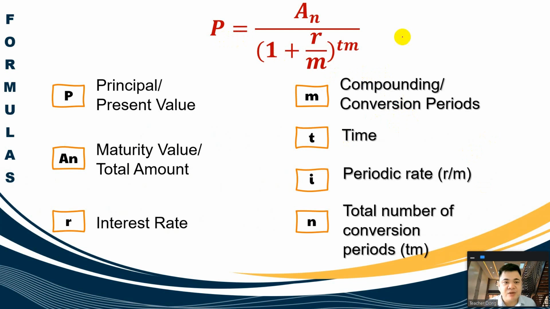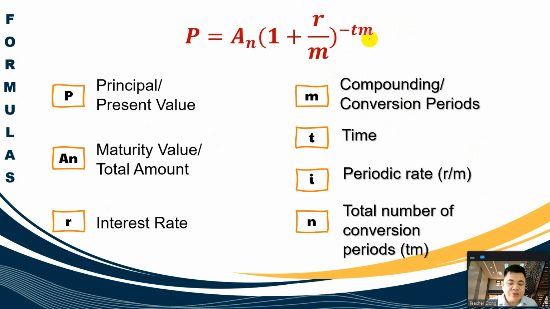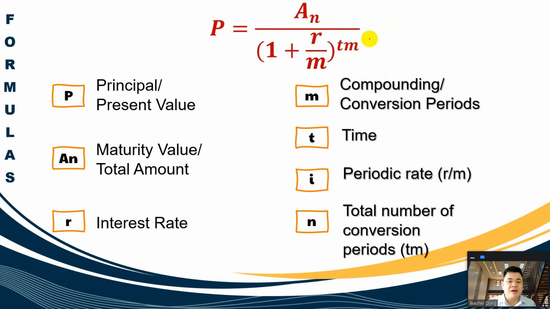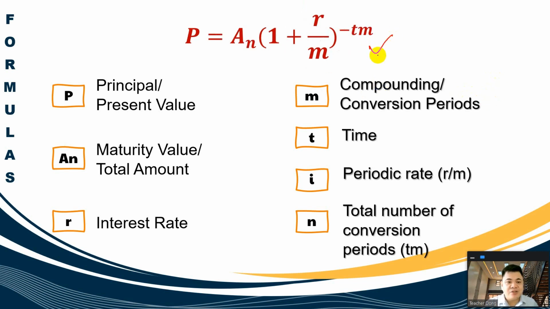So P is equal to A sub N over quantity 1 plus R over M raised to the power of TM. All right, so for you to be able to easily substitute the values, and you can easily enter the values in your calculators, instead of using this formula, which is quite difficult, we are now going to use this one. So considering the calculators which are outdated.